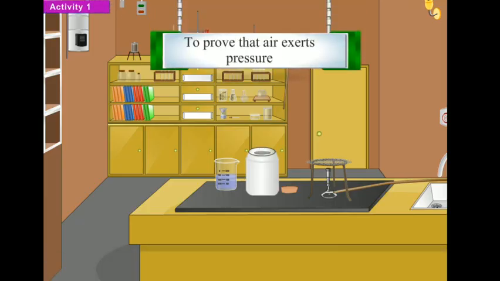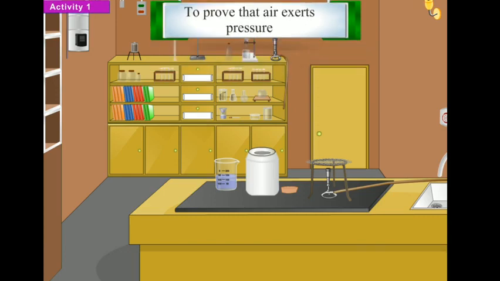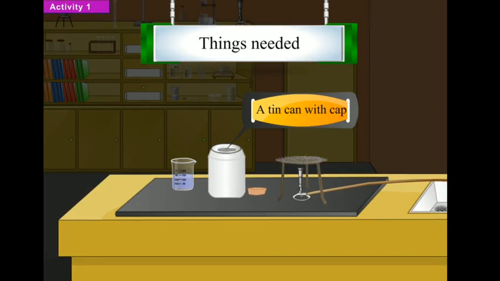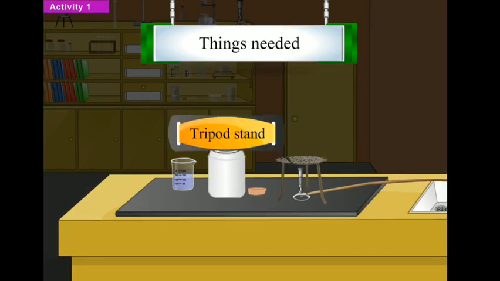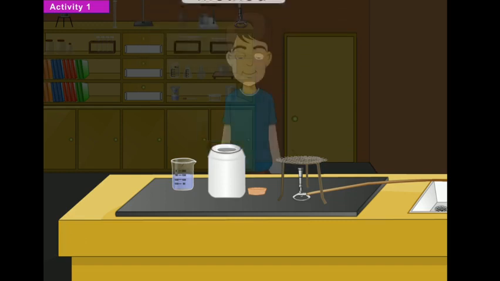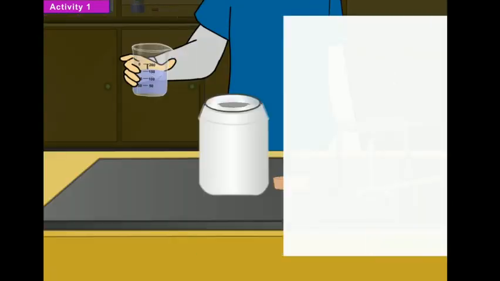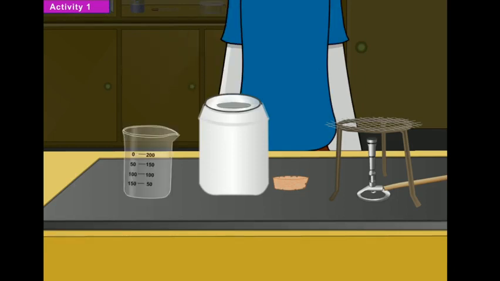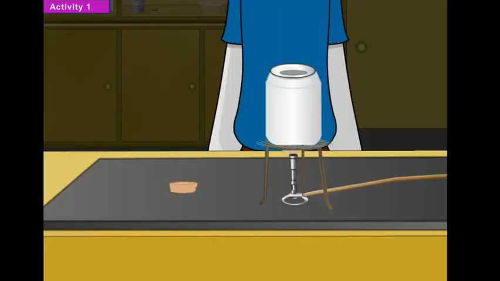Activity 1. To prove that air exerts pressure. Things needed: a tin can with cap, tripod stand, burner, cold water, wire gauze. Method: We pour a mug full of water in a tin can. Heat the water in the can by using a burner. Boil the water. When the steam comes out freely, stop heating and immediately screw the cap on it.